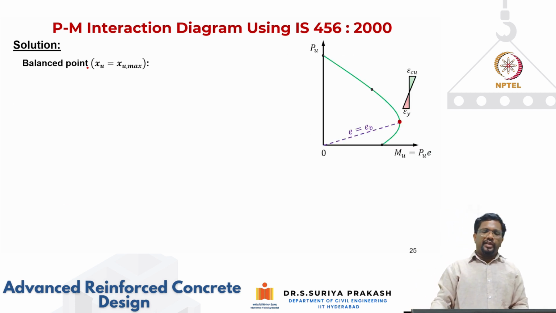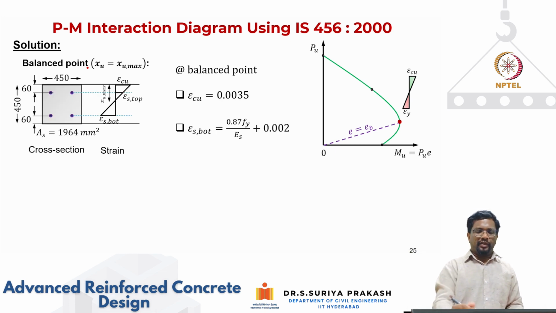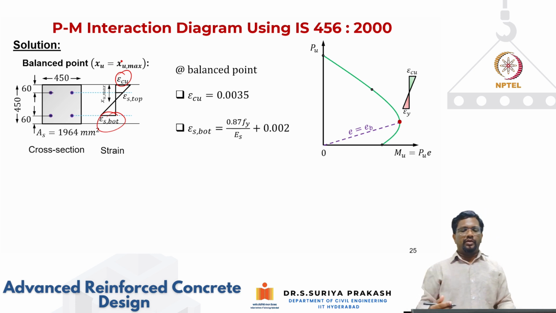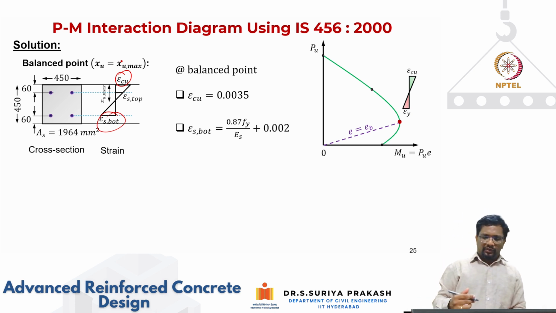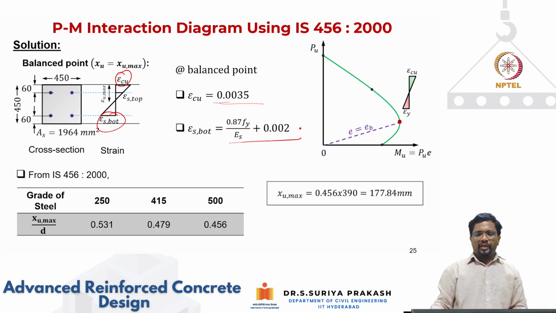Now let's go to XU equal to XU max, the balance condition. For balance condition, we can find quickly because this is also fixed, this is also fixed. Now the XU is going to be within the cross section. So my epsilon CU has to be 0.0035 and epsilon bottom we know is the yielding strain as per the code, which is 0.87 FY by ES plus 0.002. So these strain values are fixed and we know XU max as per your IS code.